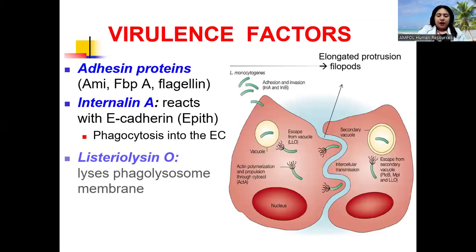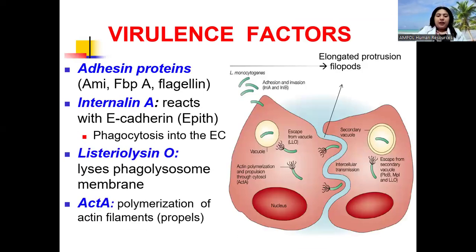So, virulence factors of your Listeria: we have adhesins, internalin A, which interacts with your E-cadherin in the epithelial cells. So that's how it enters the cell. And then, Listeriolysin O, this lyses the phagolysosome membrane, di ba?